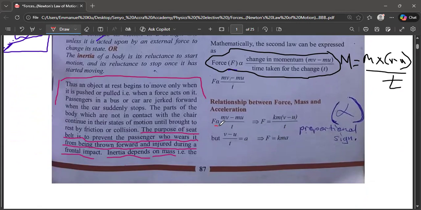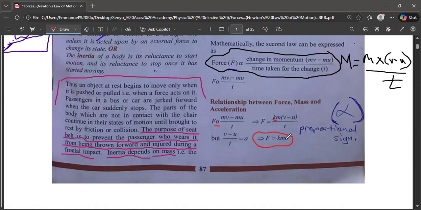At the end of the day, if you want to get rid of the proportional sign, what are you going to put over there? You have to bring equal to, but after bringing the equal to, you have to introduce a k. You understand why the k came? Yes. So still all conditions are the same. But you can see that v minus u over t is equal to what? a. So at the end of the day, you can say that the whole of Newton's second law of motion is equal to what?